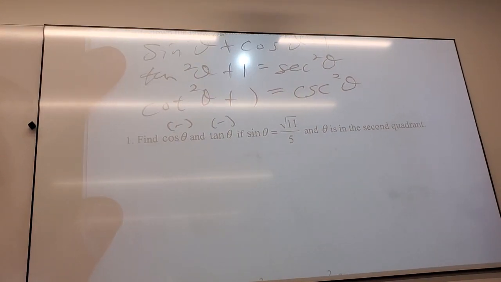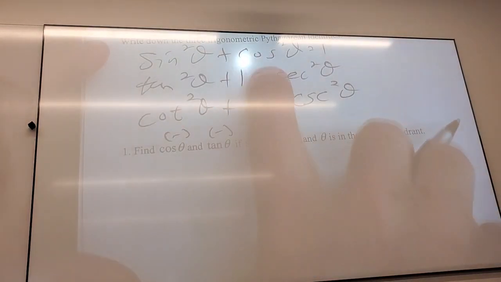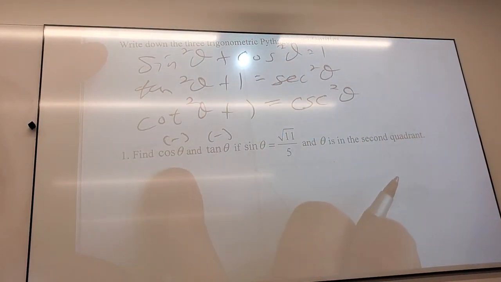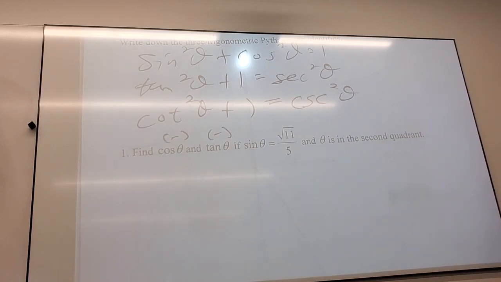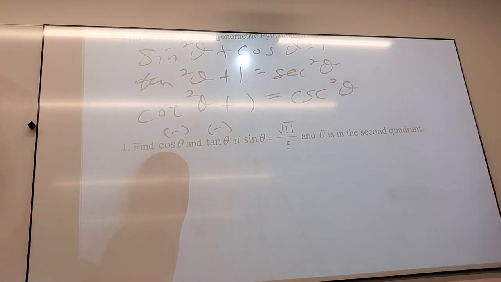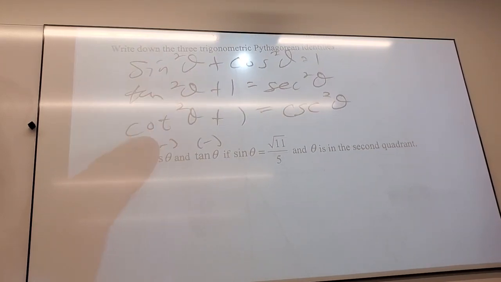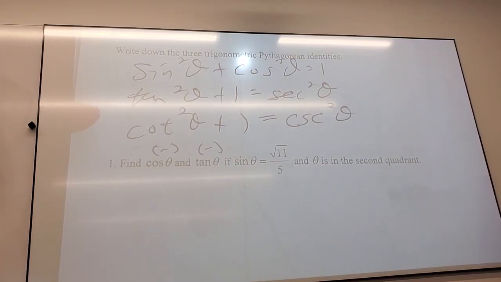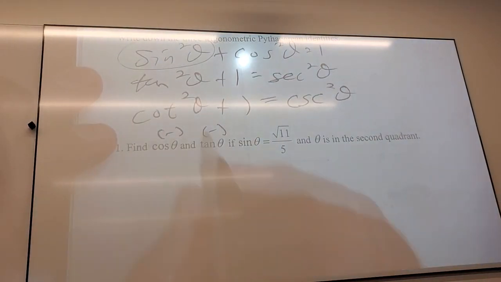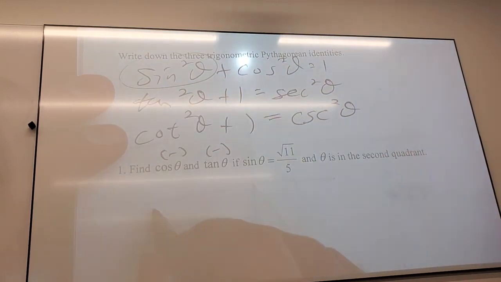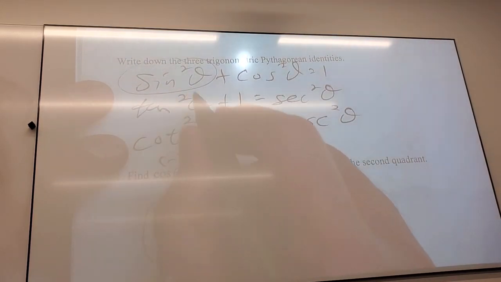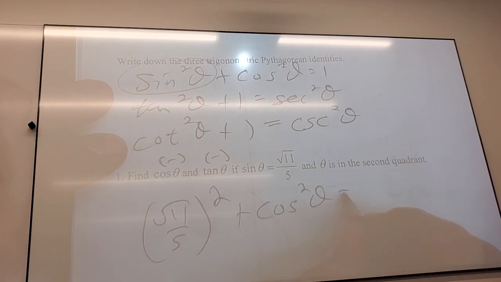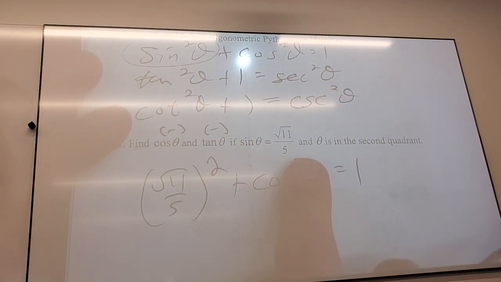I'm going to show you 2 different ways to get this. Let's use these directly. If I want to know what cosine is, and I know sine already, which equation do I use? Which equation involves what I know and what I want to know? I know sine, and I want to know cosine. So which equation am I going to use? The first one, of course, right? So what do I put here? What is sine theta? Square root of 11 over 5, and I square it, plus cosine squared equals 1, right? I'm just plugging in what I know.